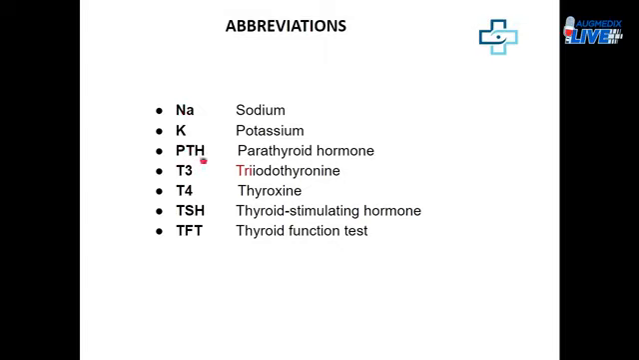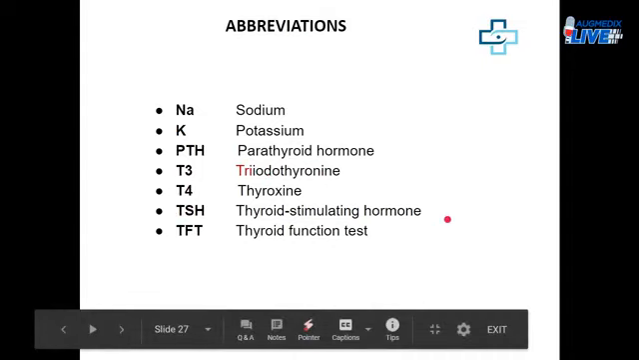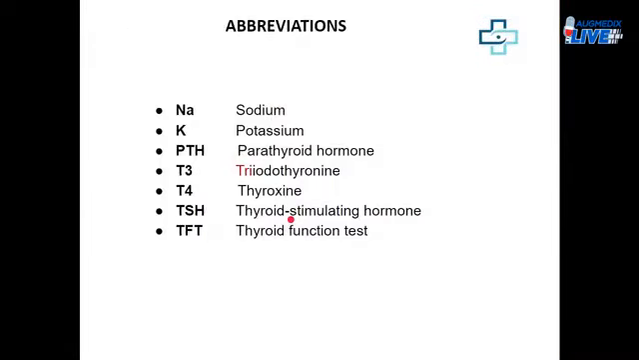PTH is parathyroid hormone. T3 and T4 are thyroid hormones. For now, you have to remember T4 only, which is thyroxine. For T3, you can forget this for now. TSH is thyroid stimulating hormone, and TFT is thyroid function test. So the thyroid function test is basically these three tests, T3, T4, and TSH. So this is all about the endocrine system.